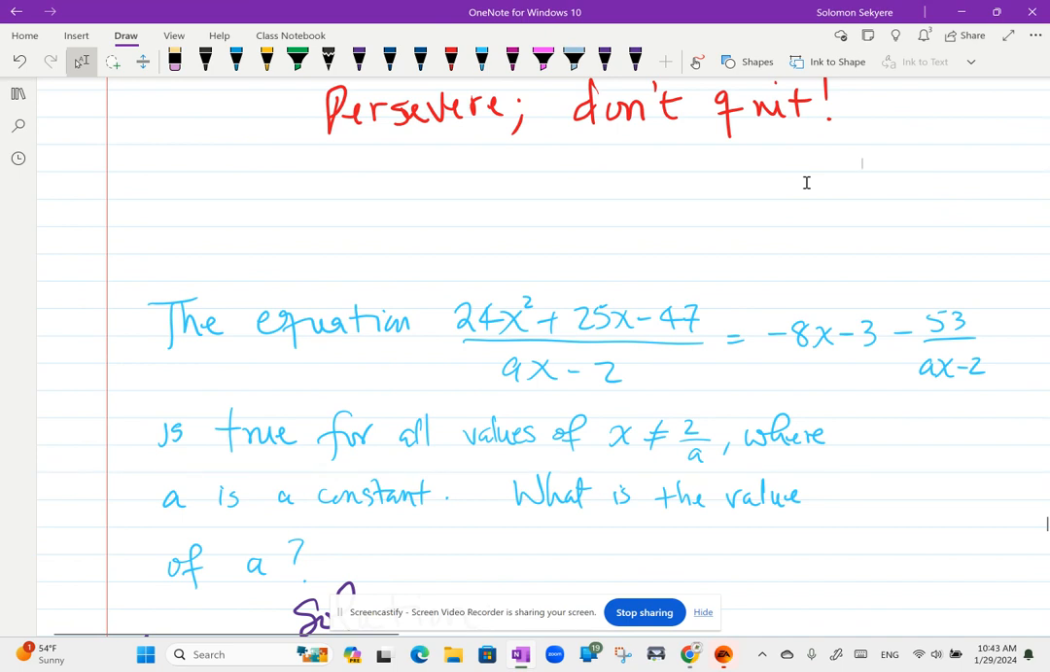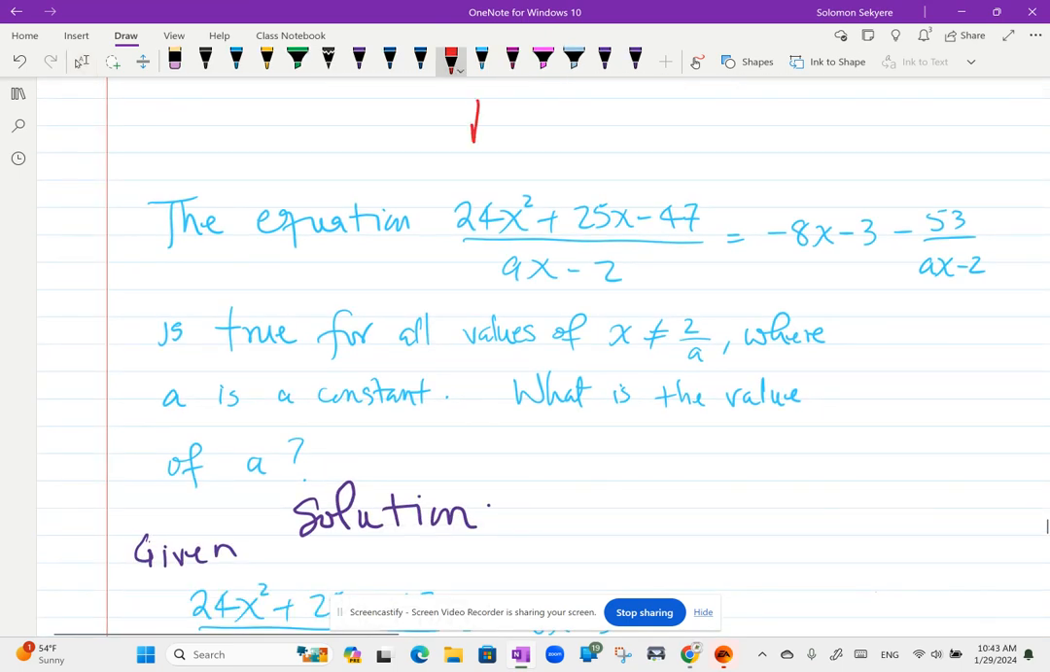All right, so this is today's puzzle. Math is just like puzzles. We have this equation here, right? You have left hand side, right hand side. It's true for all values of x not equal to 2 over a, where a is a constant. What is the value of a? That's today's puzzle. With a lot of practice, it's really quick.